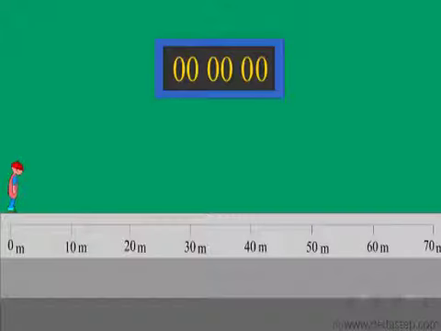Now we observe the motion of this boy again and we keep direction in mind this time. So he moves 10 meters towards right in the first second, another 10 meters towards right in the second second, again 10 meters towards right in the third second, and 10 meters towards right in the fourth second.